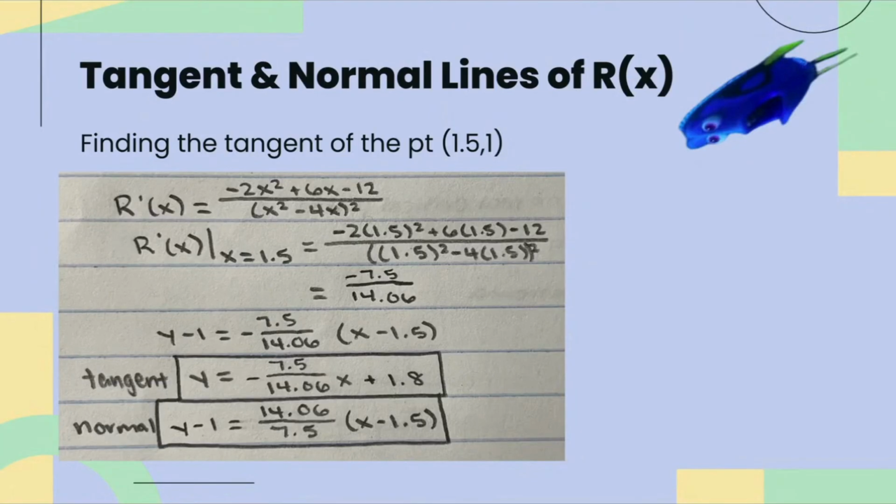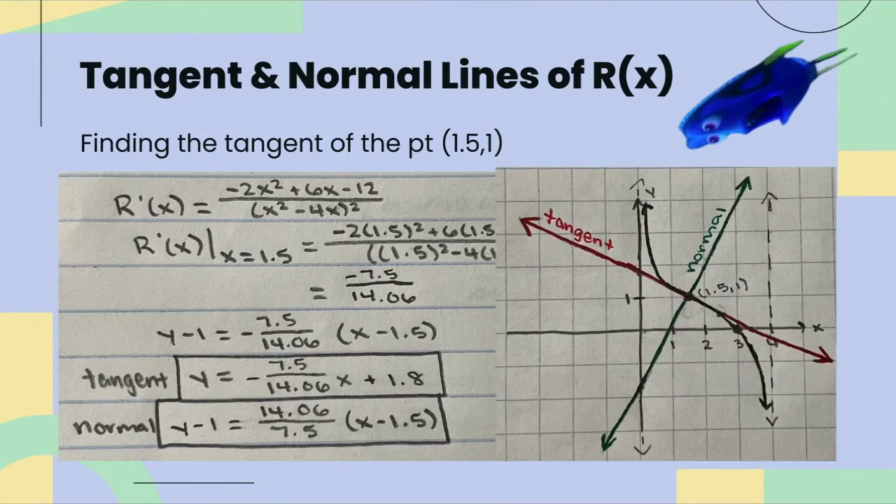We're also able to write the normal line's equation, where you just find the negative reciprocal of the slope of the tangent, getting the normal line equation of y minus 1 equals 14.06 over 7.5 times x minus 1.5, which is just in point-slope form. And here's the graphs of both lines on the curve together.